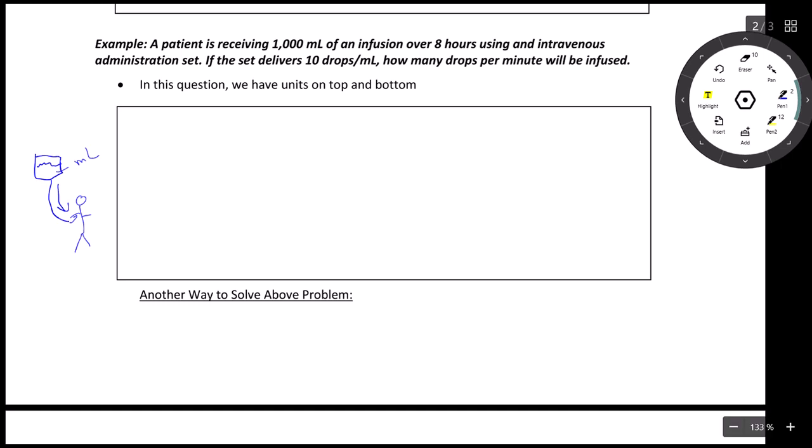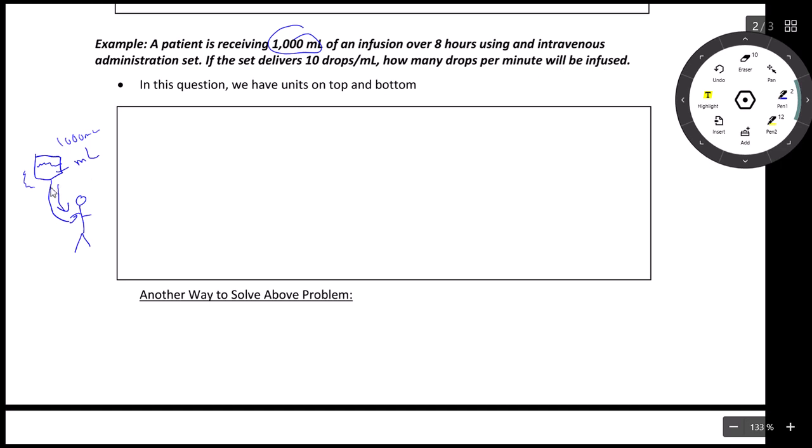It says the patient is to receive 1,000 mL. So this is how much is in this bag right here, 1,000 mLs. And it's going to be infused over 8 hours. So we're going to have all this liquid infused over 8 hours into the patient. It says if you have a delivery set, which means this IV set, this line right here, will deliver 10 drops of the fluid that's being infused. So 10 drops will equal 1 mL. It says how many drops per minute will be infused.